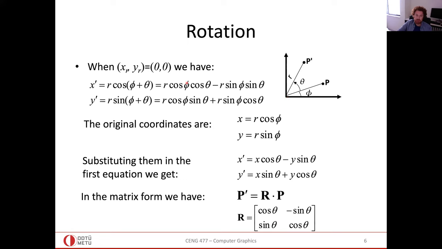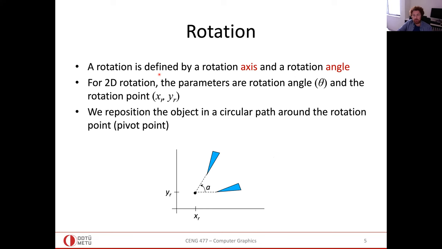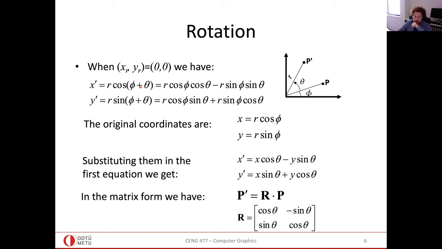For simplicity, assume that the pivot point, the rotation point, is origin 0, 0. Then if you look at your original point P, which has X and Y coordinates, in this version P prime has X prime and Y prime. So what is X prime? Let's try to see that. So this is going to be your total angle. If you form a right triangle here, then X prime is actually this distance, right? So it is different than this X.